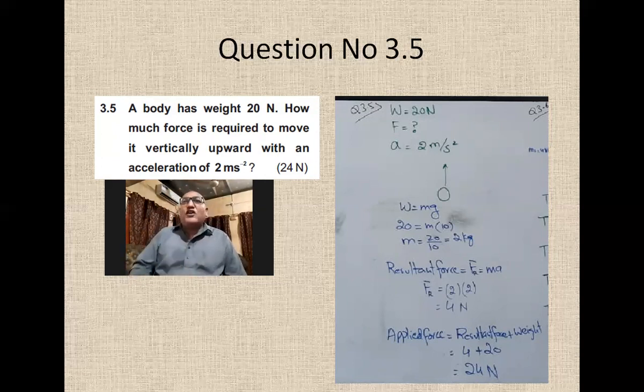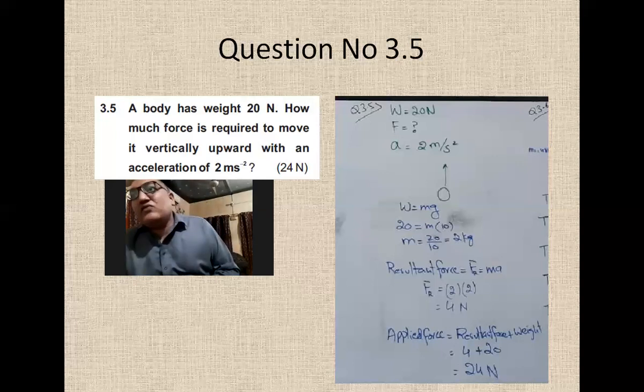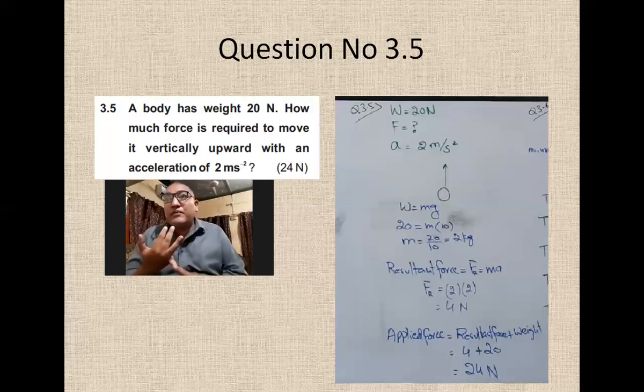So first of all, I will calculate the mass of the body, and then I will calculate how much force is required to produce the acceleration of 2 meter per second square in that body. And then I will calculate how much force should be applied. The applied force will be equal to the force needed to produce the acceleration plus the weight of the body.